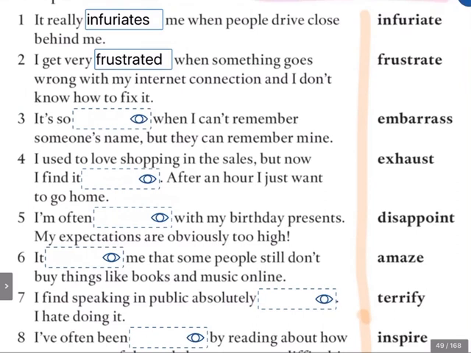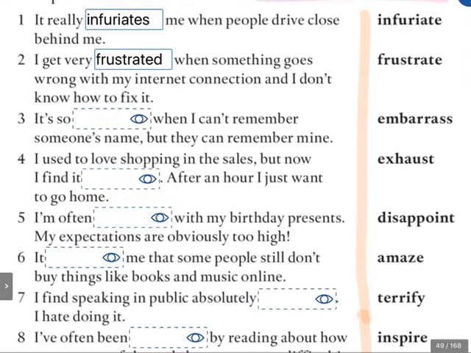Now let's look at number 3. The verb is embarrass. Now let's read the sentence. It's so when I can't remember somebody's name, but they can remember mine. Now again, decide if we need a verb or an adjective. If it's an adjective, do I need ed or ing? And take a moment to complete the sentence.